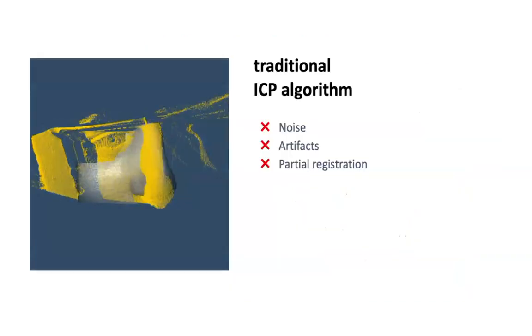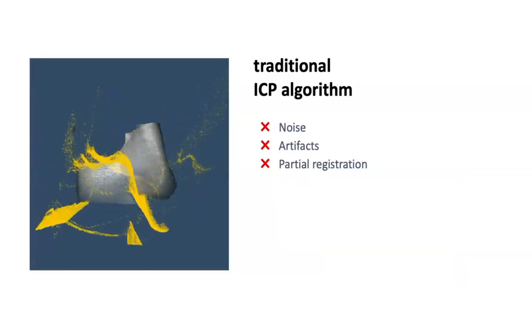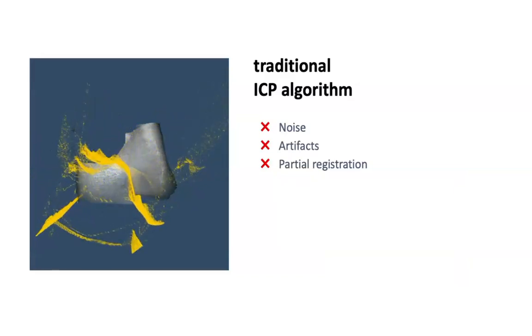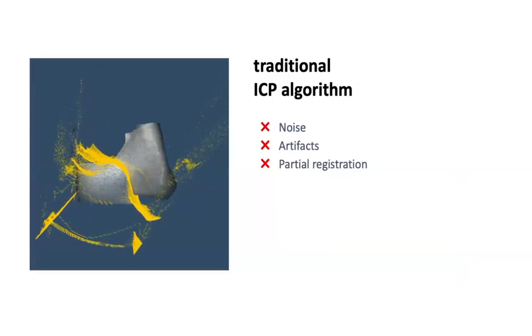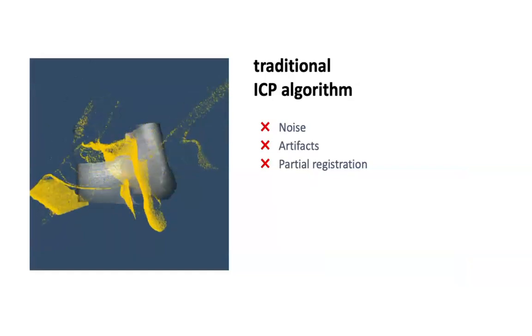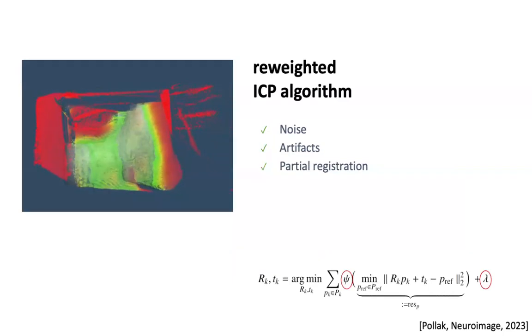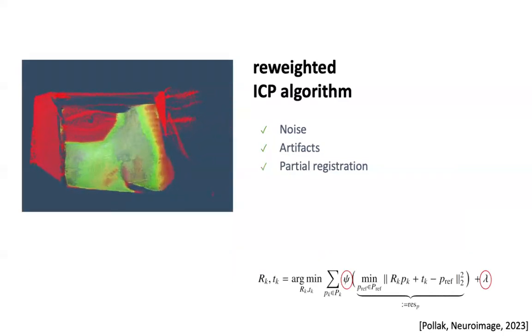And so, of course, the task is not trivial if we just try to match point by point, like with a simple iterative closest point registration. That cannot work, but we need to think about how we can address these challenges of noise, artifacts, and the partial registration.